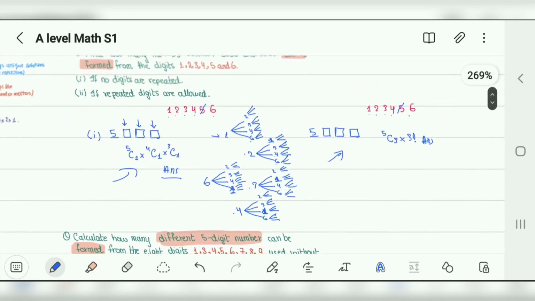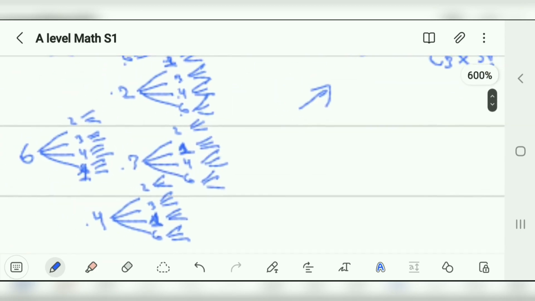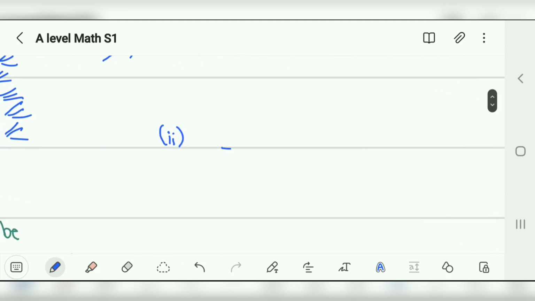Now let's do part 2. In part 2 it says that repeated digits are allowed. Which means that if I'm using 5, then I can use 5 again, because repeated digits are allowed. I can repeat so many times, it doesn't matter. So let's start with part 2. I need to make 4 digits.